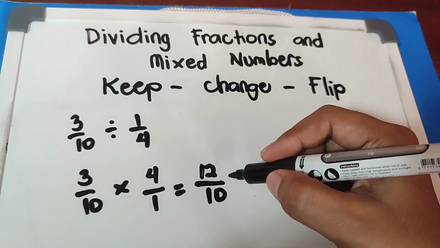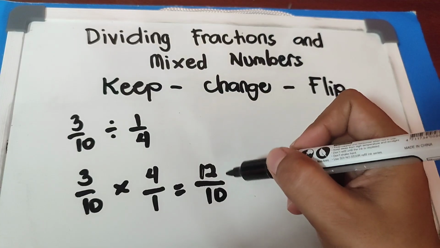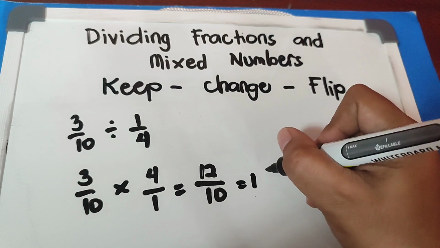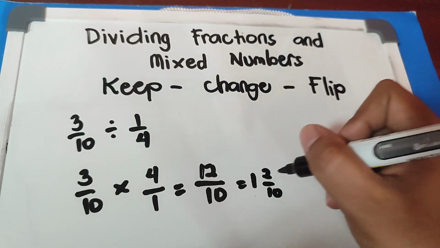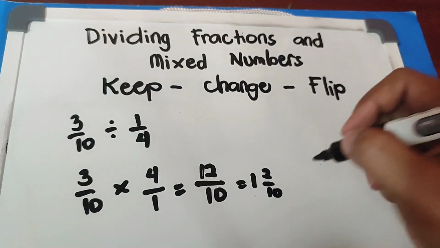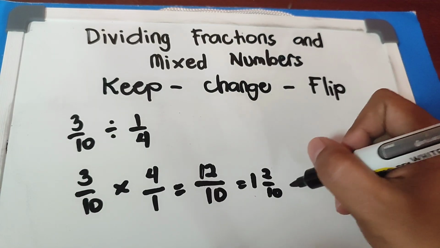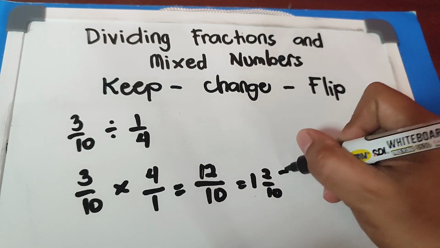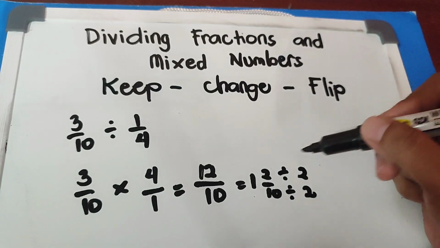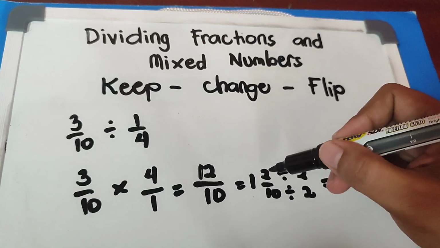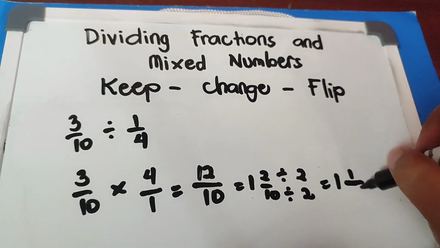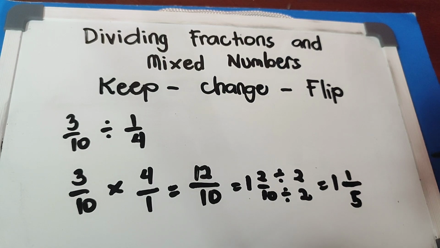Let's change this into mixed number. 12 divided by 10 is 1 and the remainder is 2. So 1 and 2/10. Let's reduce 2/10 into its lowest term. The greatest common factor of 2 and 10 is 2. So let's divide it by 2. Two divided by 2 is equal to 1. 10 divided by 2 is 5. So the final answer is 1 and 1/5.